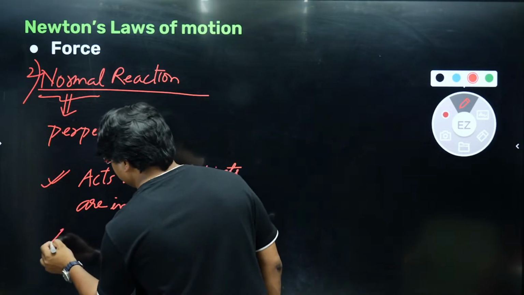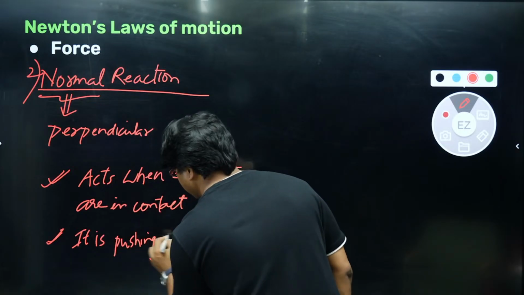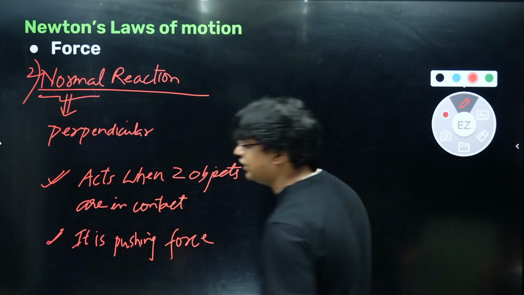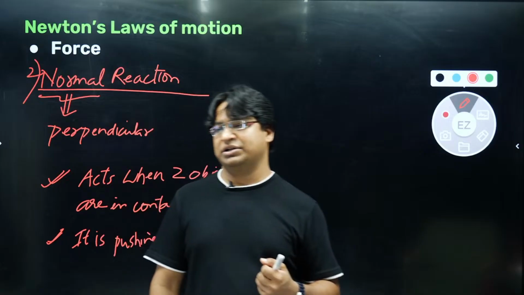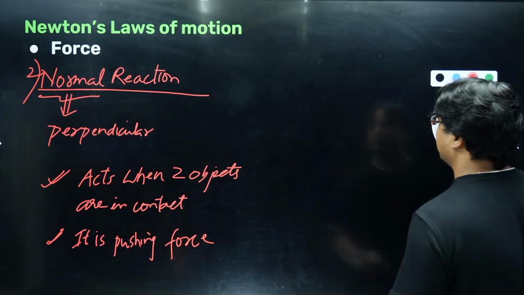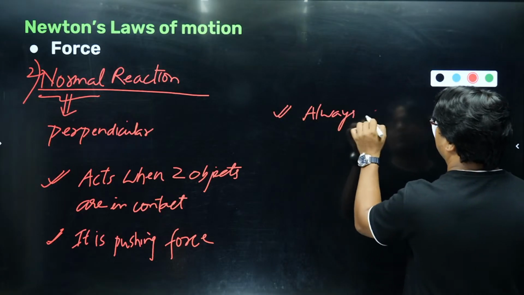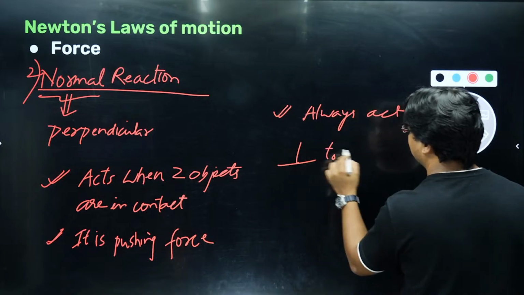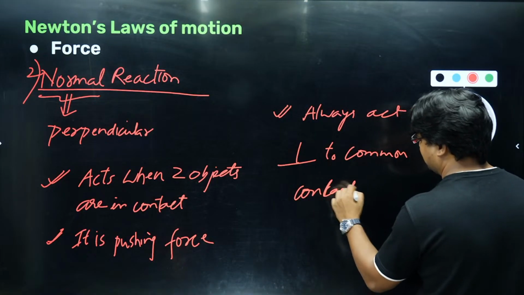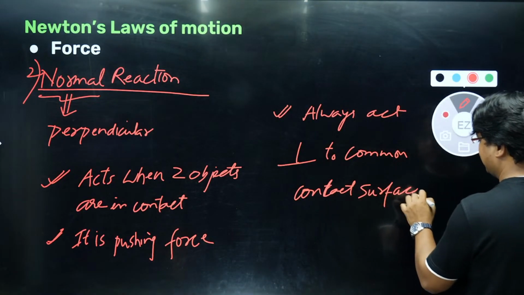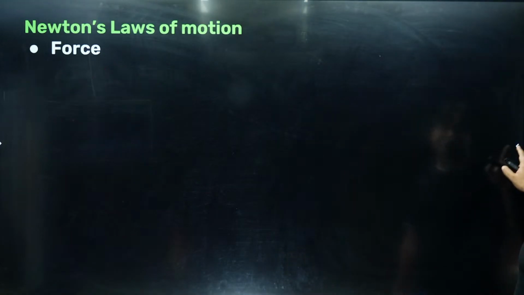That is the first point. The second point is that it is a pushing force, which means the two objects in contact will try to push each other. Normal force cannot pull things, so it is a pushing force. The next point is that it always acts perpendicular to the common contact surface. This last point I will explain with examples. So it is always perpendicular to the common contact surface. Let me take some examples to explain this.